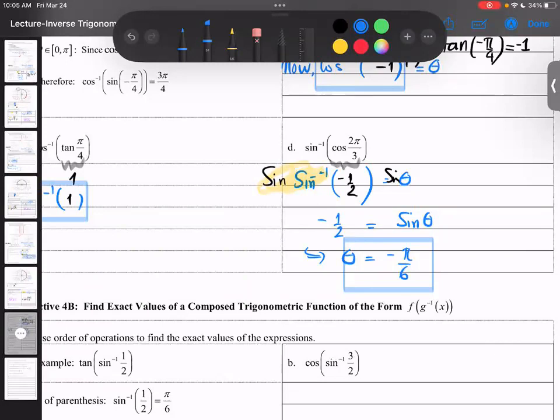If you plug in your calculator, I want you to do this right now. In your calculator in radian mode, put sine inverse of negative 1/2. So sine inverse of negative 0.5. What do you have? Or if you want to do degrees, you can too. It gives you negative 30 degrees, doesn't it? That's negative pi over 6, right?